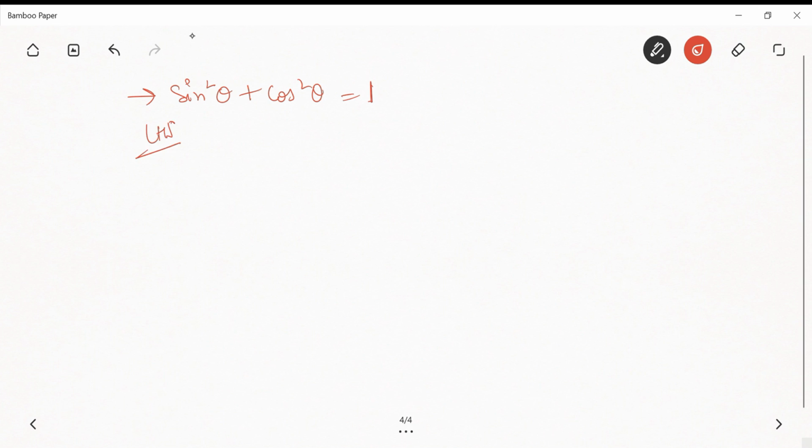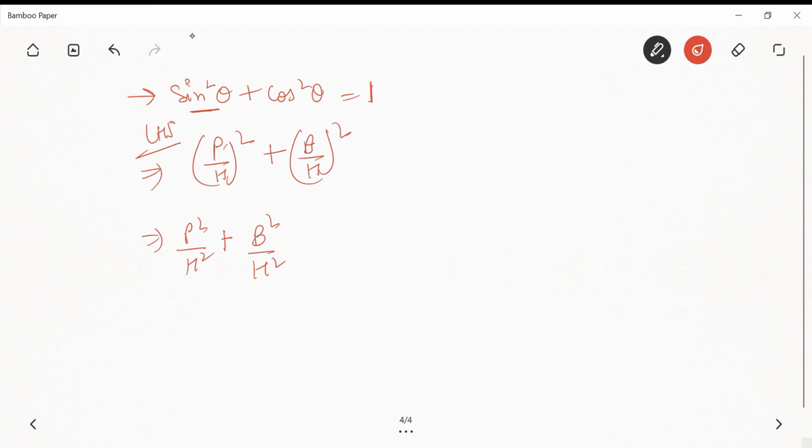LHS: sine square theta is nothing but p by h whole square, that is perpendicular square by hypotenuse square, plus cos theta is base by hypotenuse, so base by hypotenuse square. Now p square divided by h square plus b square divided by h square. Now we will take the LCM. LCM will be h square itself, so here we will get h square.